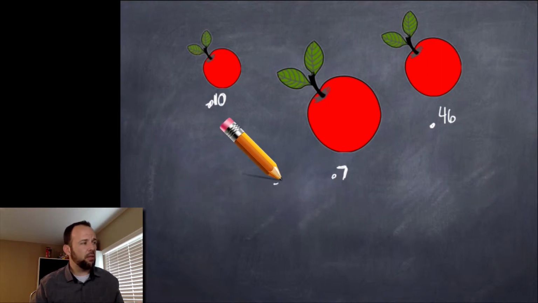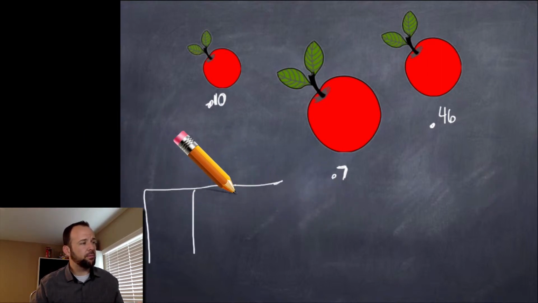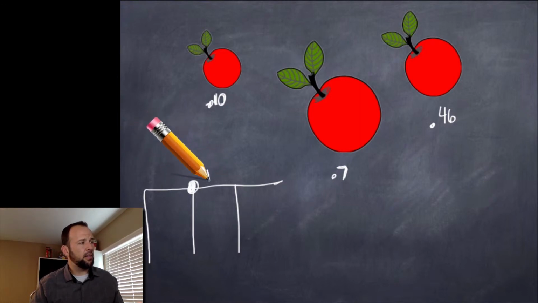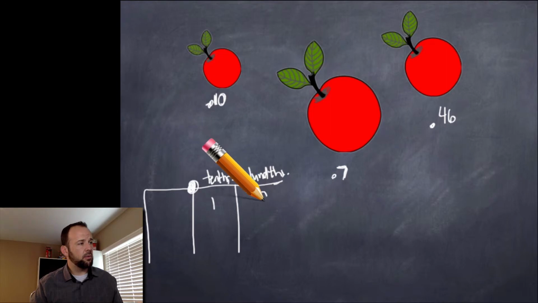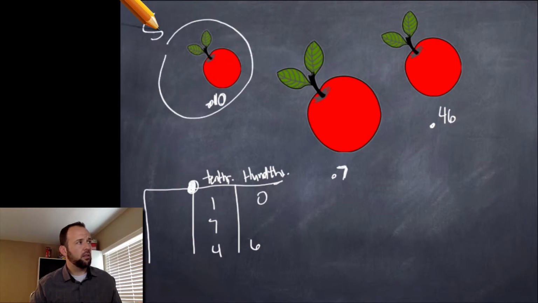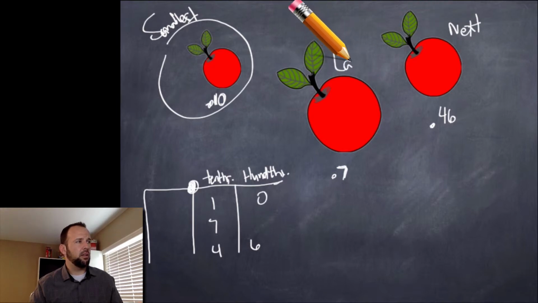But I could also just compare this in that place value chart again. All right, I have my decimal here, my tenths and my hundredths, and I could organize these numbers this way. And I could go, okay, well, my 1 is going to be the smallest, or the lightest, whatever you want to call it. My 4 is going to be the next. And then this guy's going to be my largest or heaviest, whatever term you want to use.